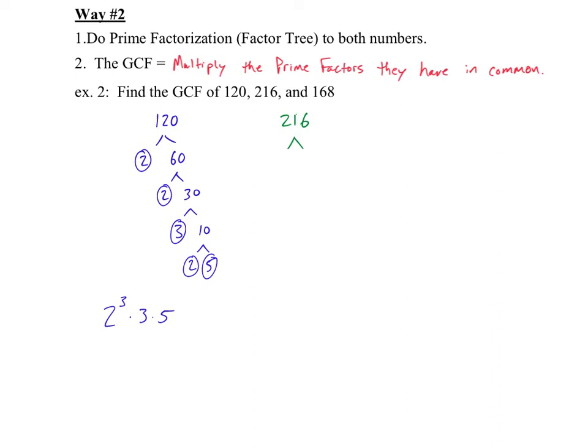But 216 is even, so I'm going to divide by 2. Half of 200 is a 100. Half of 16 is 8, so it gives me a 108. And then I look at that and I think, ooh, that's 54 times 2. So 2 times a 54. 9 times 6 is 54. So I'm going to do a 9 and a 6. And then my 9 is a 3 times 3. My 6 is a 2 times 3.